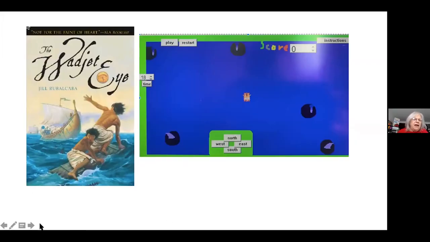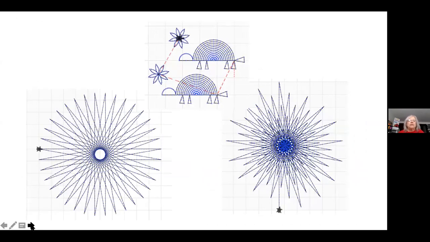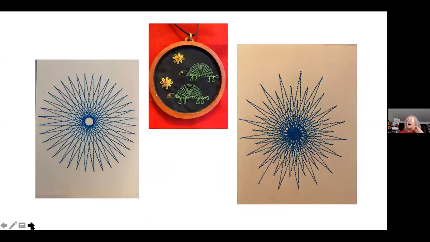And do things, and I'm so excited by it. I spend so much time debugging. I meant to show it, but I thought I went on too long. I guess I could, if I went to the next slide. Here, Andrea Mayer-Stalder and Michael Ashour. This is an example, the kind of thing I do in Turtle Stitch, and this is what it looks like. I've been embroidering on cardstock and not fabric, and the middle one with the turtles is done on fabric.